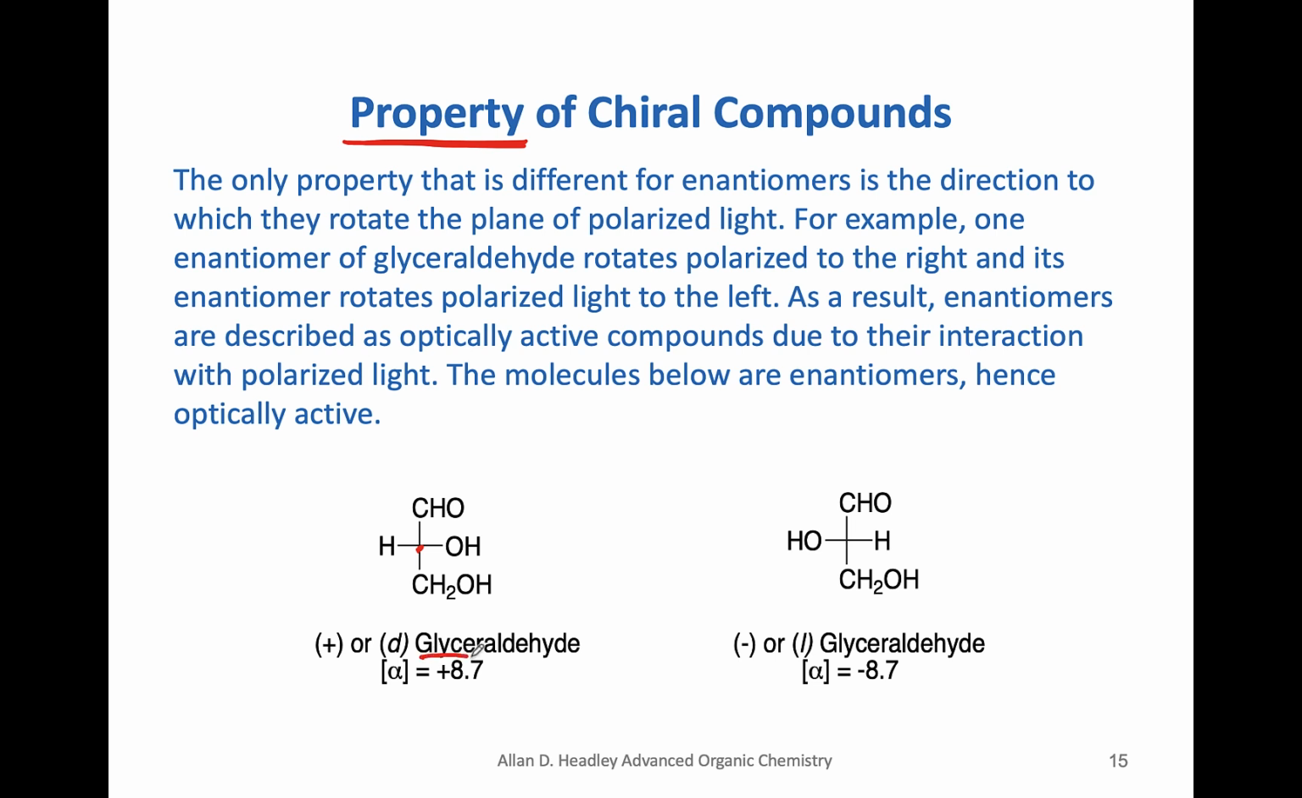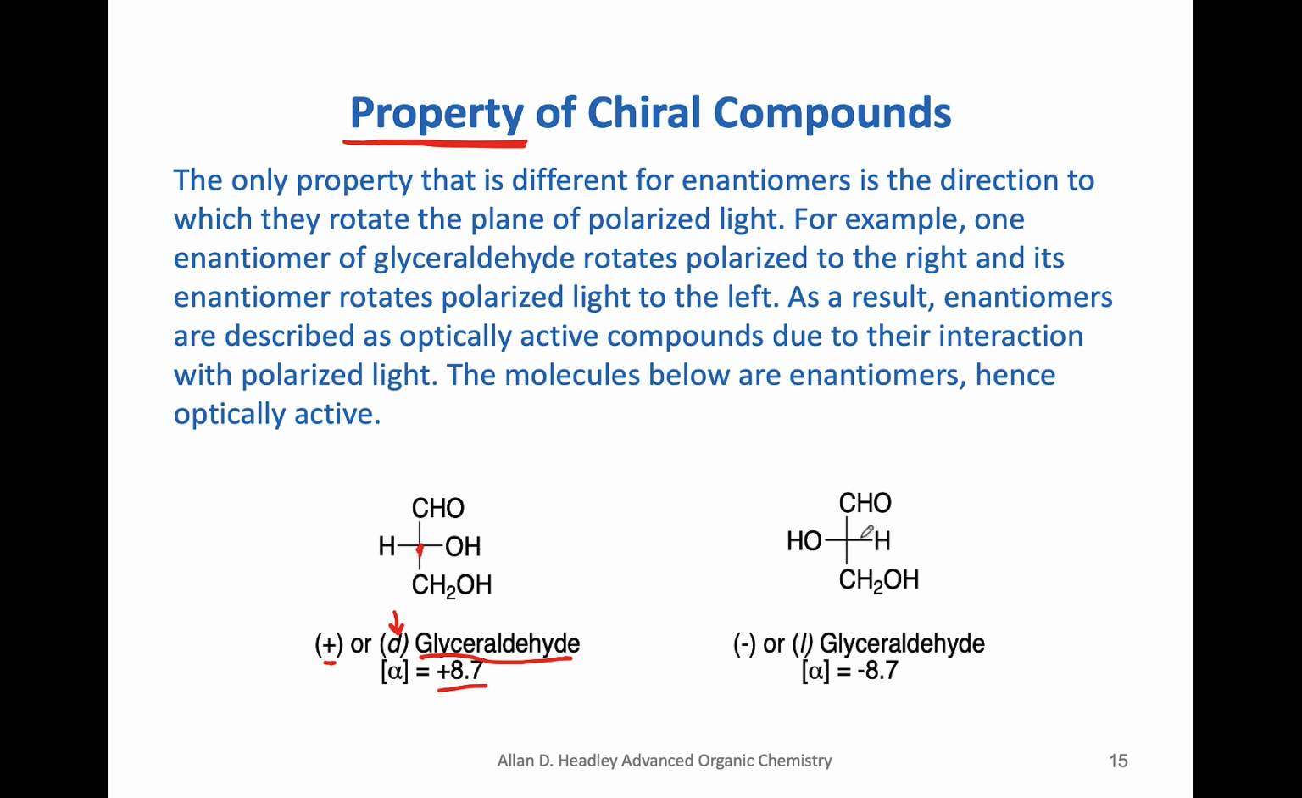So here's glyceraldehyde. As you can see, it's chiral because it has four different groups bonded to it. Therefore, polarized light that's coming in, it will rotate it to the right or to the left. This particular one will rotate it to the right, and it's designated by a plus, as you can see here, plus 8.7. There's also a D that you'll see in some books for some of these stereogenic molecules, and that's because it rotates it to the right, so it's called dextrorotatory, hence the D.